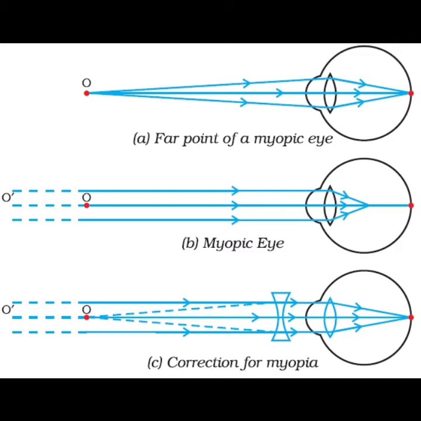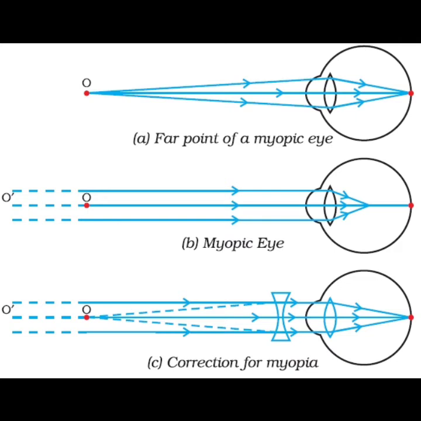The nearest point up to which the human eye can see an object clearly without any strain is called the near point of an eye. The near point of a normal human being is about 25 centimeters from the eye, and the near point of an eye is also known as the least distance of distinct vision. This means the least distance of distinct vision for a normal human eye is about 25 centimeters, and the far point for a human eye is at infinity.